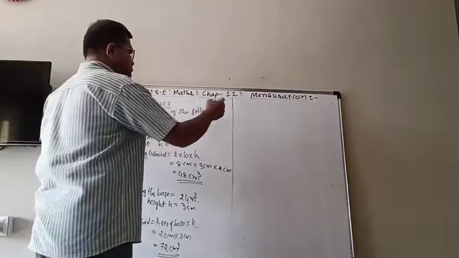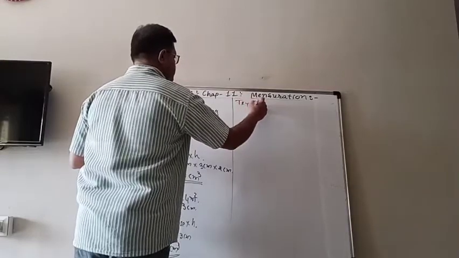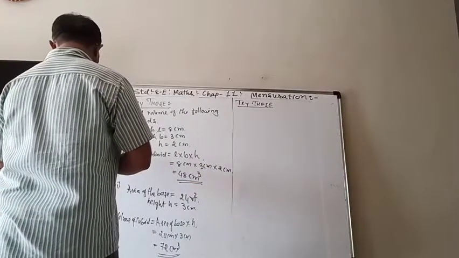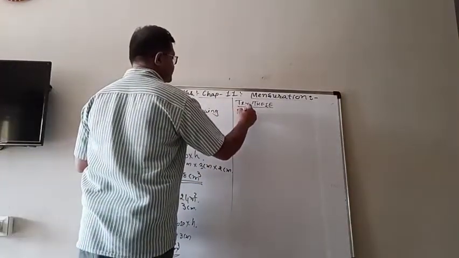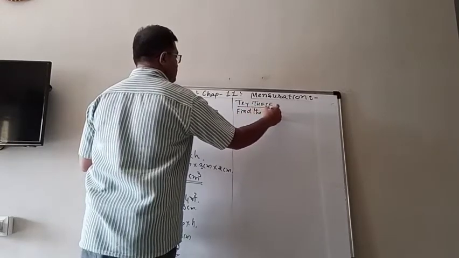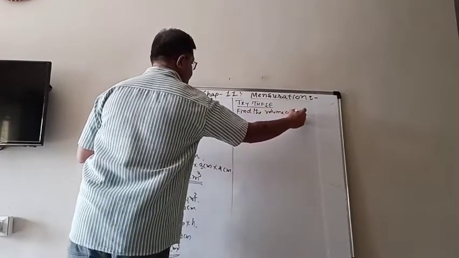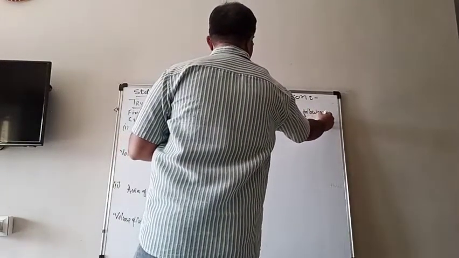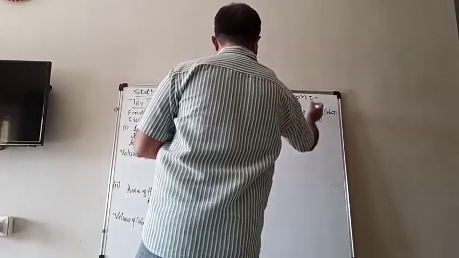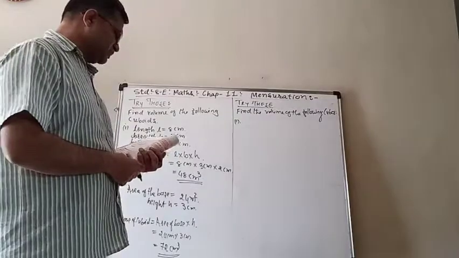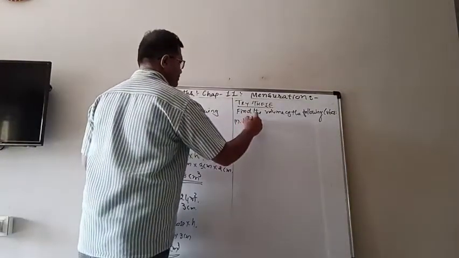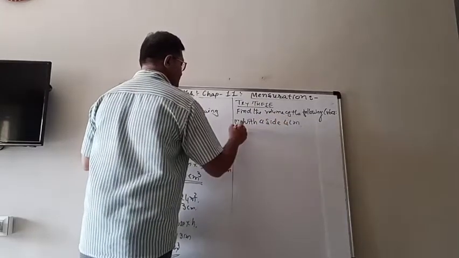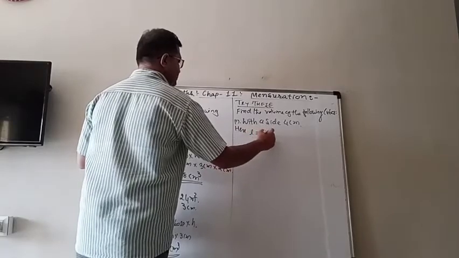Similarly, there is another try this also on the opposite page, which is related to the cubes. Find the volume of the following cubes. In first, side is given with a side 4 centimeter. So here L is 4 centimeter.